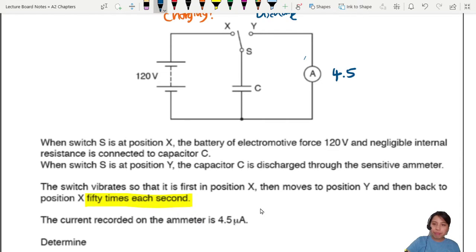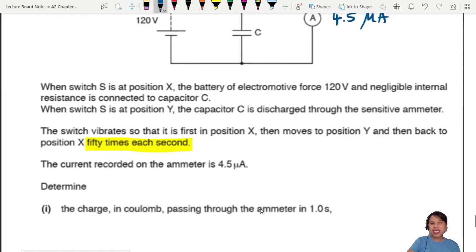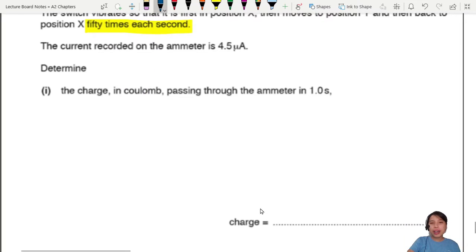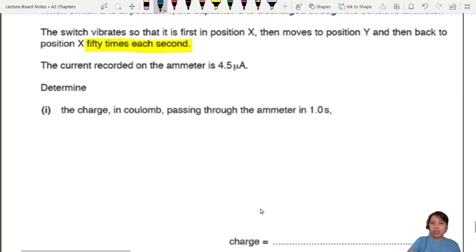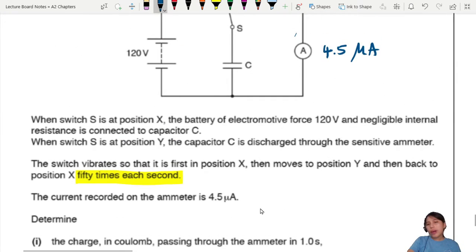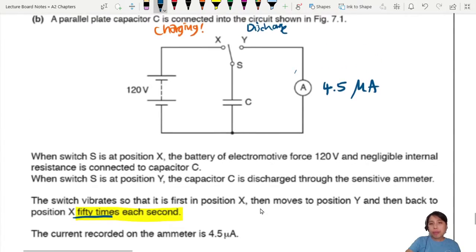And the current recorded is 4.5 microamps. Determine the charge passing through the ammeter in 1 second. So in 1 second, how many times does it charge and discharge? 50 times each second. So this is after 50 times later. Remember, charges only will pass through here.